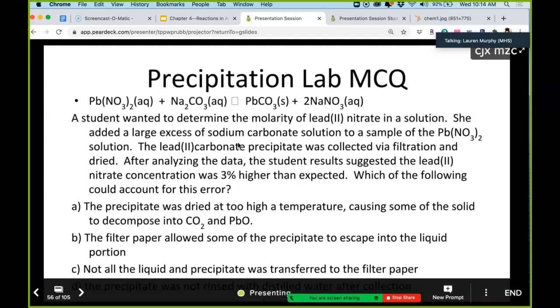Not all the liquid and precipitate was transferred to the filter paper. Okay, so again, this is not enough precipitate. So they leave out some precipitate, which will give you an artificially low number of lead 2 nitrate. So that's the opposite, that's not higher. So the answer is D.